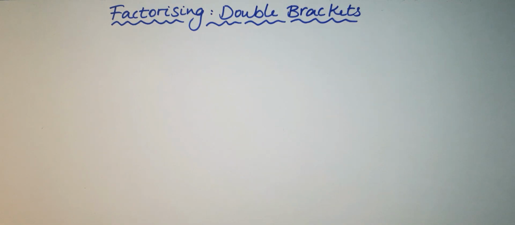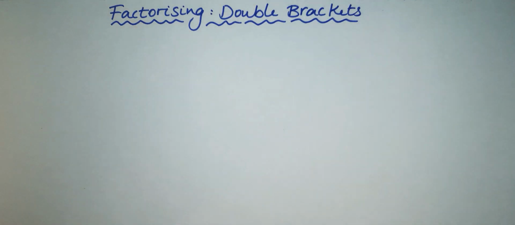Hi guys, in this video I am going to explain to you how to factorize an expression into double brackets. So if we just look at examples of three different types of expressions where the form is ax squared plus bx plus c, the process is exactly the same. But when we have a coefficient in front of the x squared, it becomes a little bit trickier. But don't worry, we'll get through it.